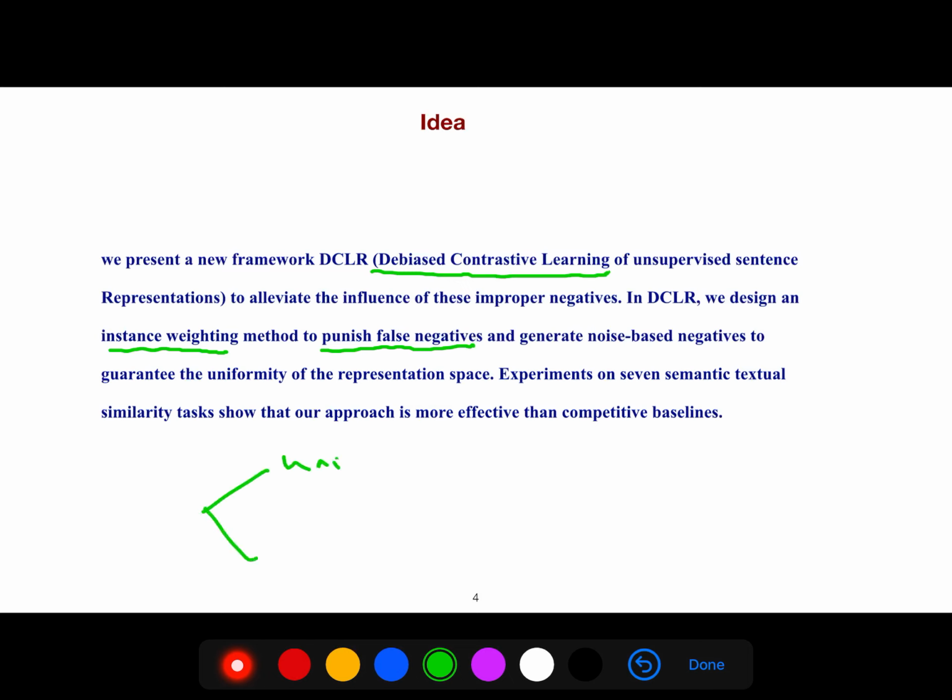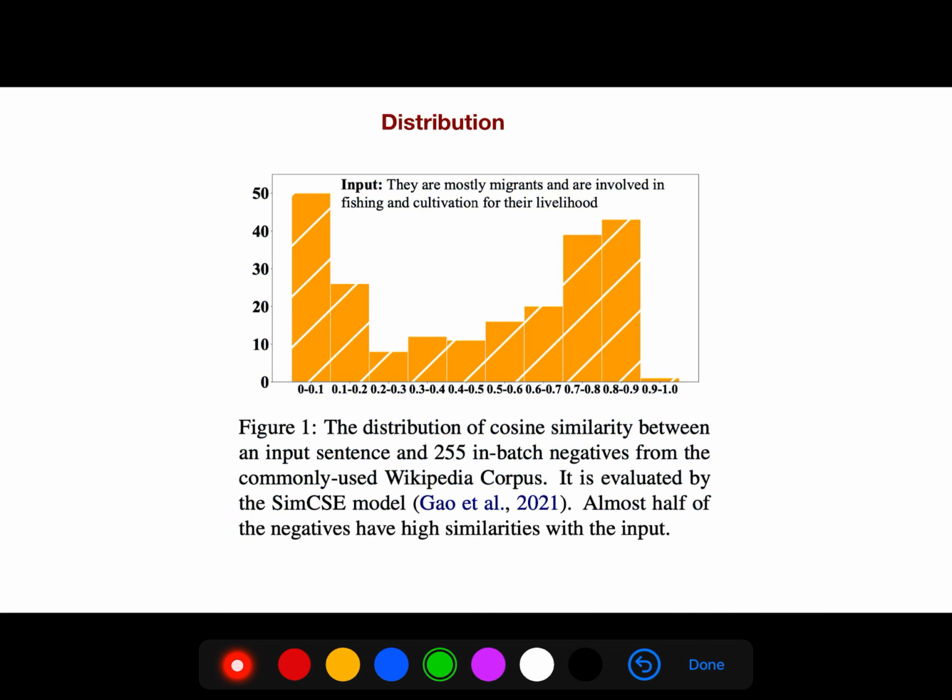One of them is uniformity, the other one is alignment. We use these to see if our contrastive learning is working properly and avoiding collapse, either full collapse or dimensional collapse. So these are two measures that we use for validation. And as you see, this is a distribution of cosine similarity between an input sentence and some 251 in-batch negatives.